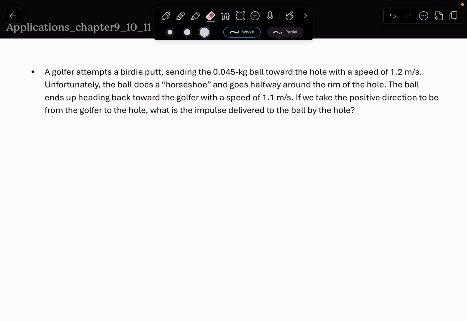All right, let's solve this problem. So we are given the mass of the ball and the initial speed of the ball, and we are told that it does a horseshoe, goes halfway around the rim. So let's draw the situation real quick. That's my golf ball. Its initial velocity is 1.2 meters per second.